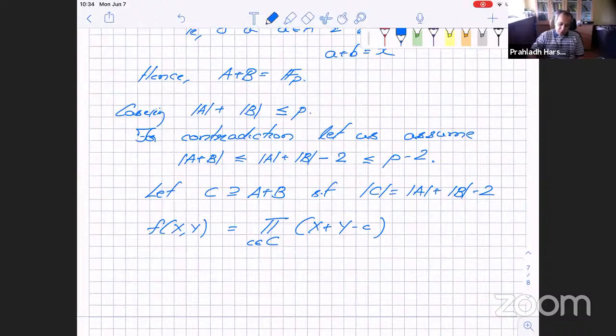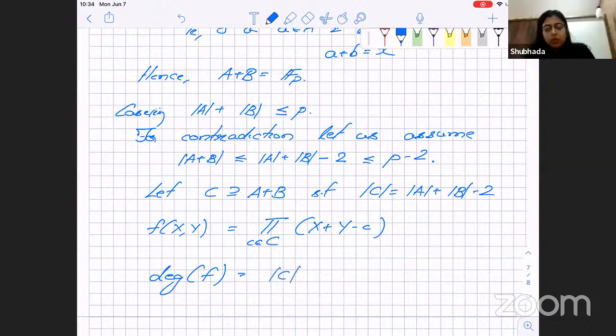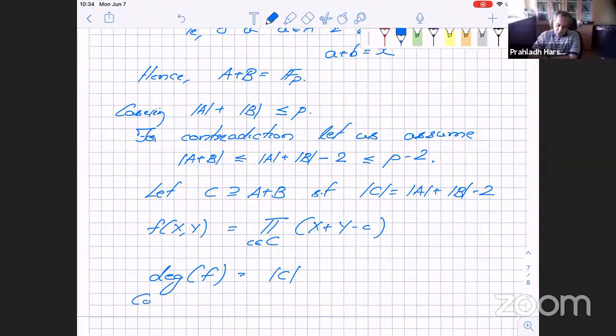So let's ask several questions. Firstly, what's the degree of f? Size of C. Let's look at the coefficient of x to the power size of A minus 1 and y to the power size of B minus 1. What's the coefficient of this?